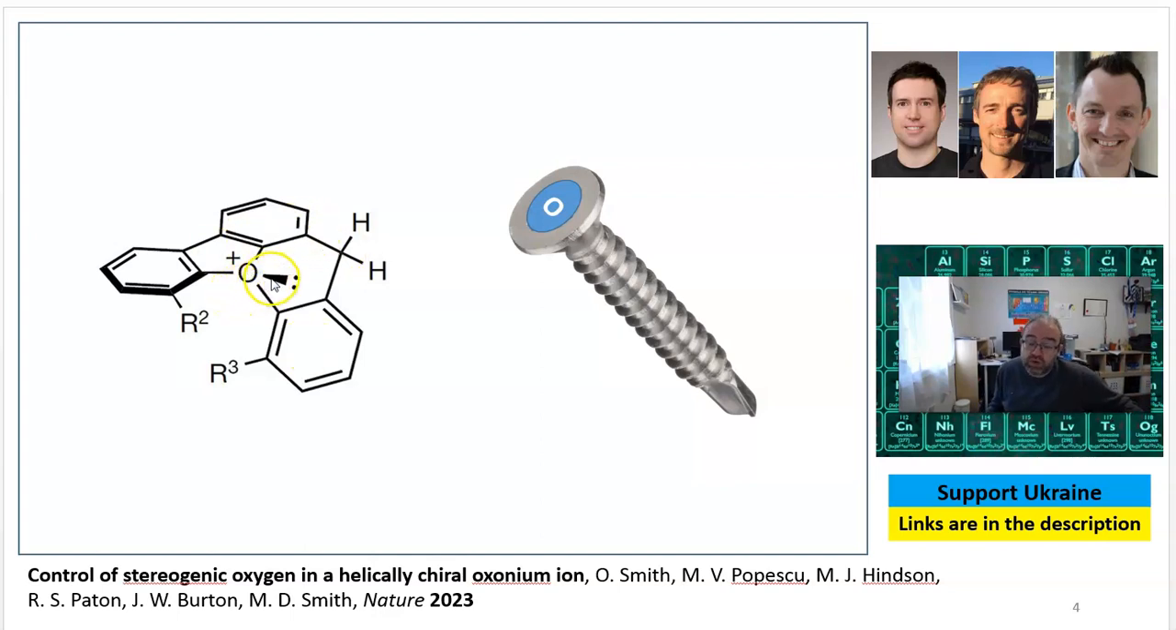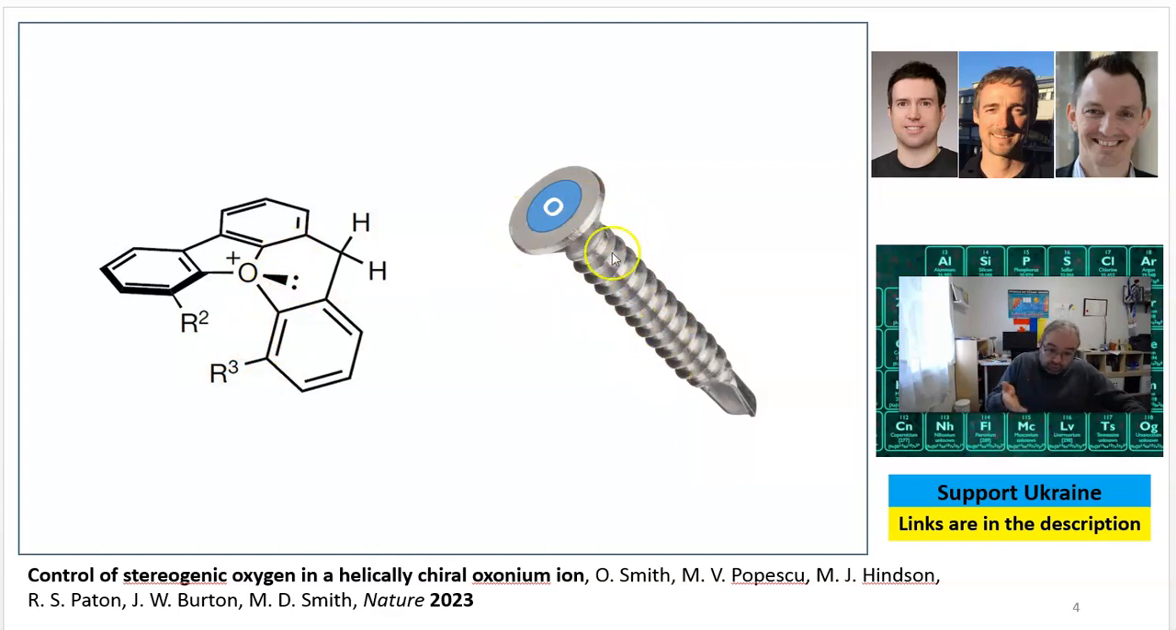So oxygen usually is divalent. It usually has 2 substituents. To be chiral, you need 4 substituents. And there is a way to make oxygen with 3 substituents by making it charged positively, like it's shown in this molecule, but you cannot make it with 4 substituents. So in order to make it chiral, you have to make these 3 substituents very rigid so it cannot flip-flop. And then you can have this chiral structure.